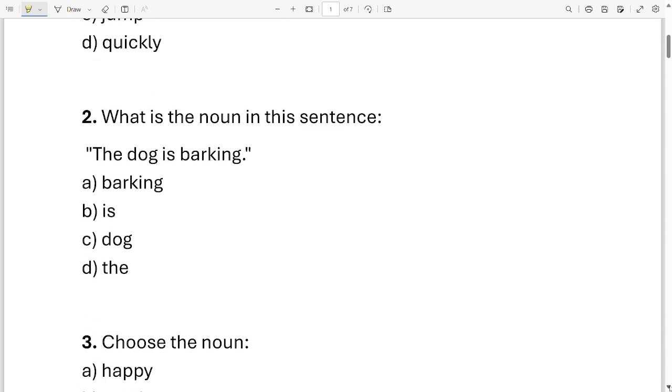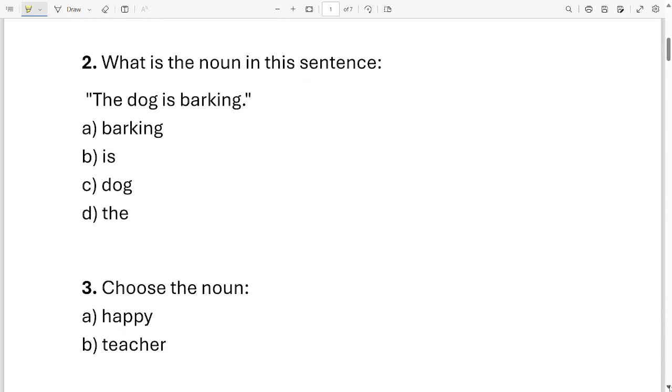Okay? Next question. Question number 2. What is the noun in this sentence? Now you have a sentence over here. You have to identify the noun in this sentence. The sentence is, the dog is barking. Your options are barking, is, dog, the. These are the 4 options. Which one is a noun in the sentence?